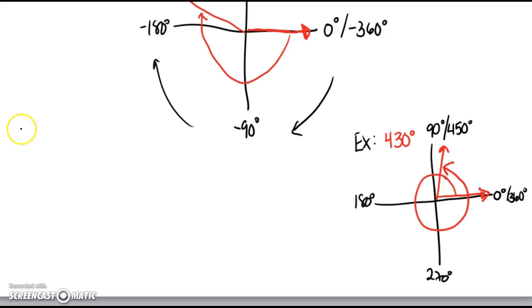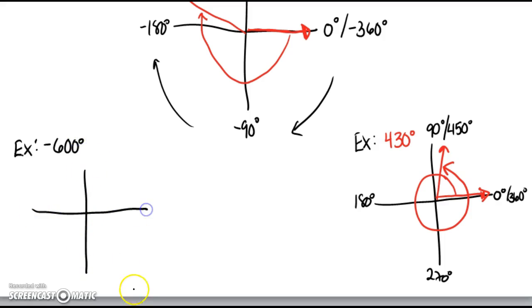Let's actually do one more. Let's do an angle that is negative 600 degrees. So again, because it's more than 360, we know it's more than one full rotation. Let's mark some key angles around our diagram so we can place it. 0. And because it's negative, we're now going in the clockwise direction. So negative 90 is at the bottom, then negative 180, then negative 270, then negative 360.